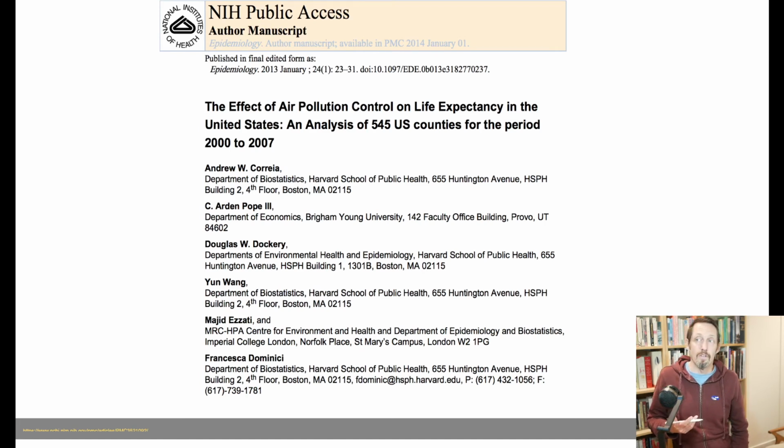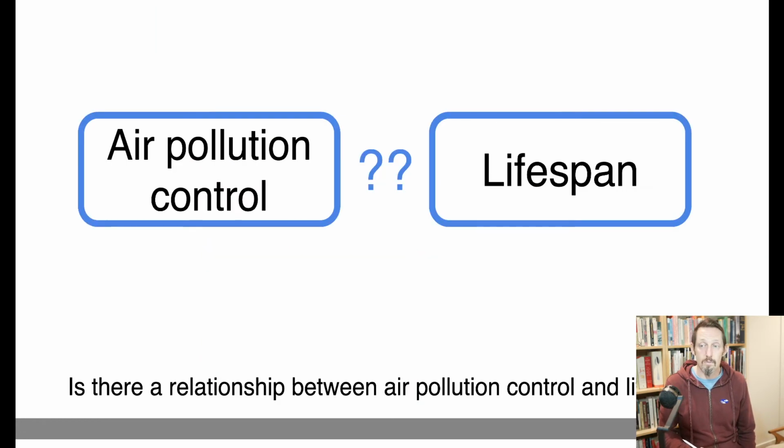So let's give another example. Here's a paper that was published in a scientific journal which talks about the effects of air pollution on life expectancy. Okay, they're doing an analysis of 545 U.S. counties from 2000 to 2007, looking at relationships between air pollution levels and life expectancy. So, this is the question. Is there a relationship? If so, what is it?